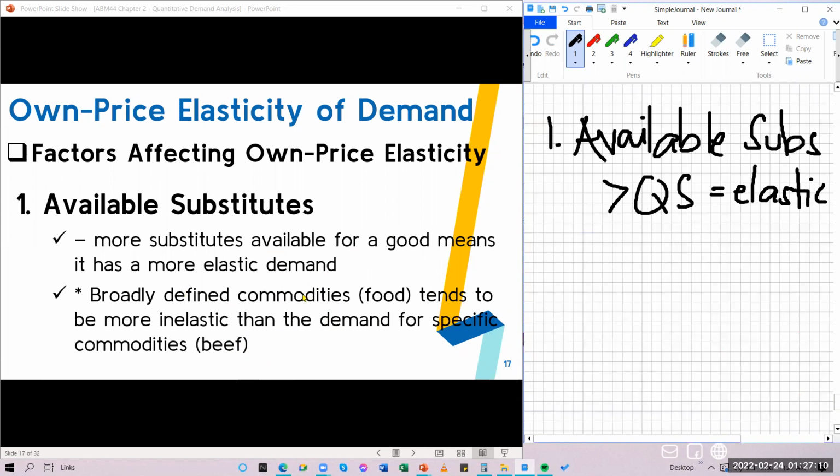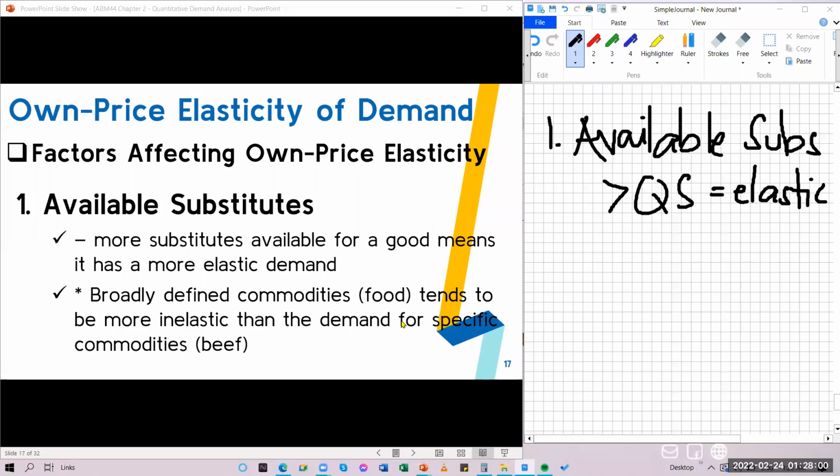So broadly defined commodities, any food, tends to be more inelastic than the demand for specific commodities such as beef. So let's continue. As I said, for broadly defined commodities, any commodity is more inelastic compared to the demand for a specific commodity.